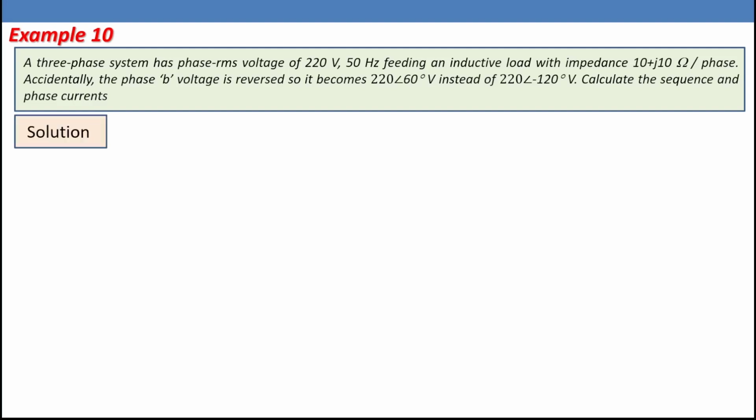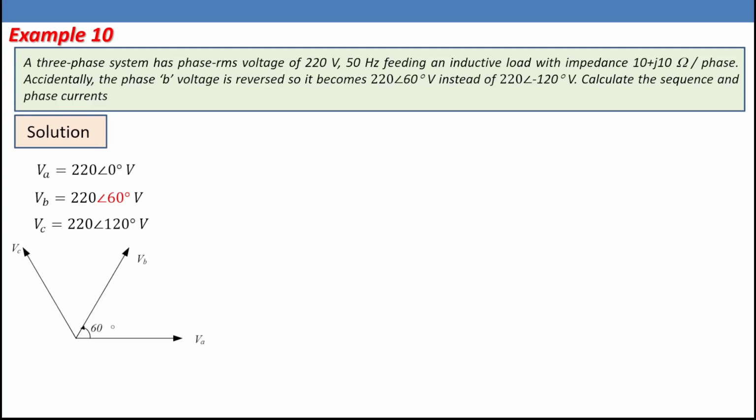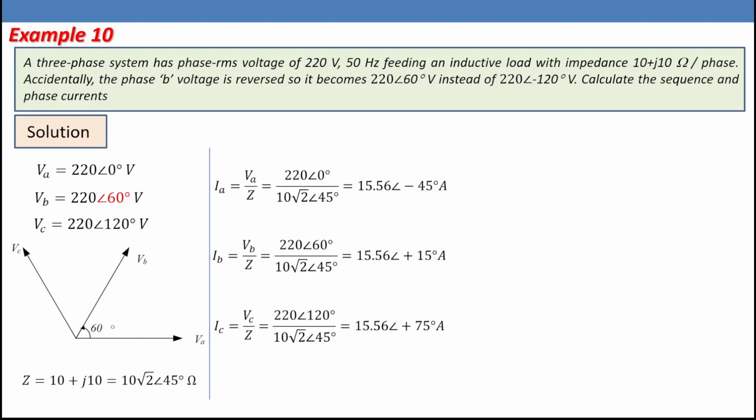So we are going to list the voltages. VA equals 220 angle 0, VB equals 220 angle 60 degrees instead of minus 120, and VC equals 220 angle 120 degrees. The phasor diagram, like what we see here, is opposite to the normal phasor diagram, where phase B is reversed. The impedance is 10 plus j10, so it is balanced. So we are in case number 1, unbalanced supply voltage feeding a balanced load.